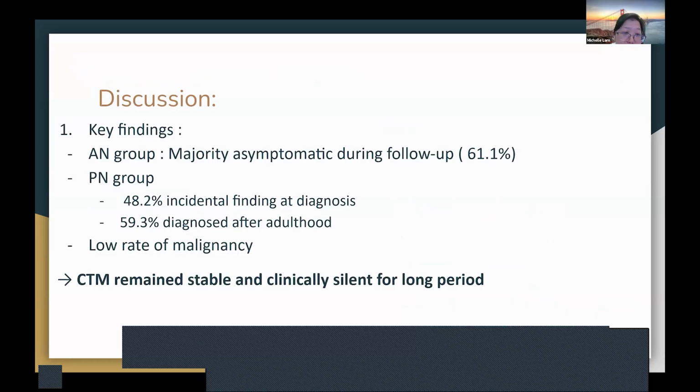So now comes our discussion. Our key finding is that the majority of patients with CTM mostly remained asymptomatic during the follow-up. And in the PN group, most of them presented with an incidental finding as the diagnosis, and more than half of them were diagnosed after adulthood, and there was a very low rate of malignancy. This indicated that CTM remained stable and clinically silent for quite a long period.